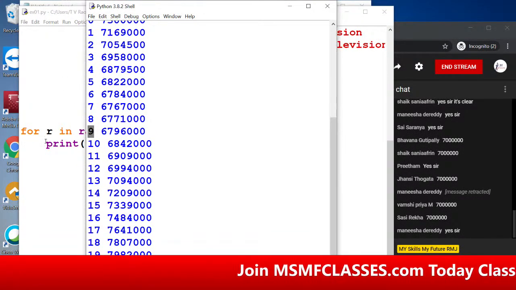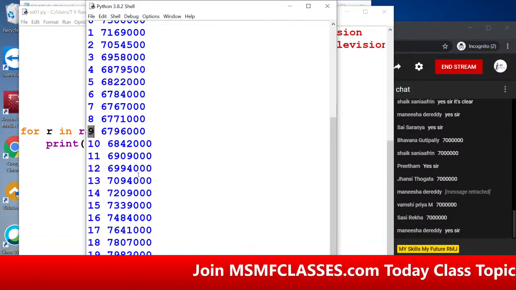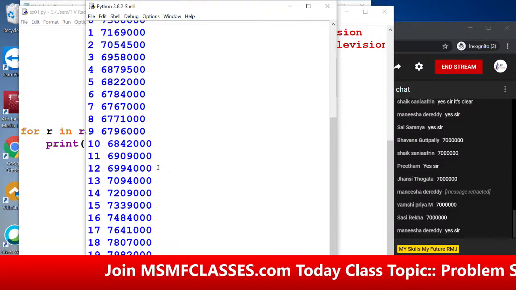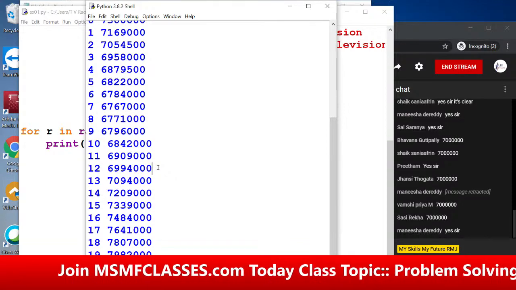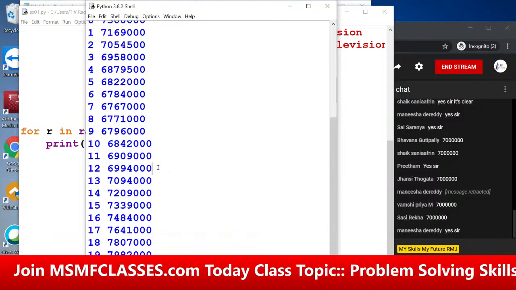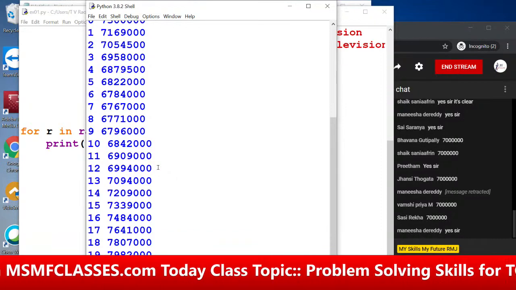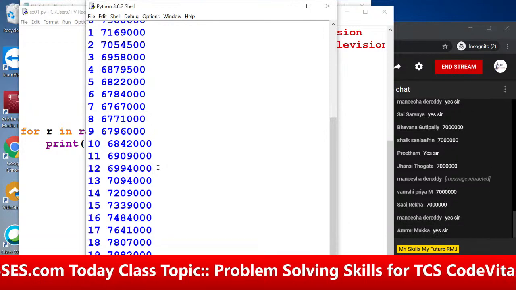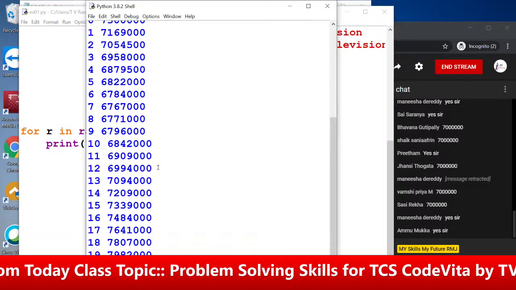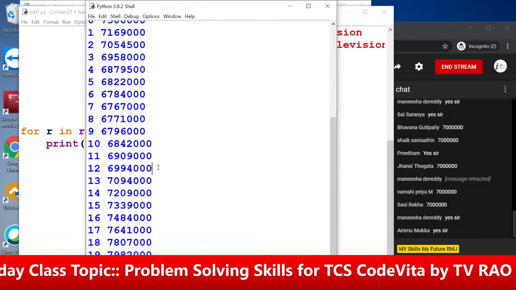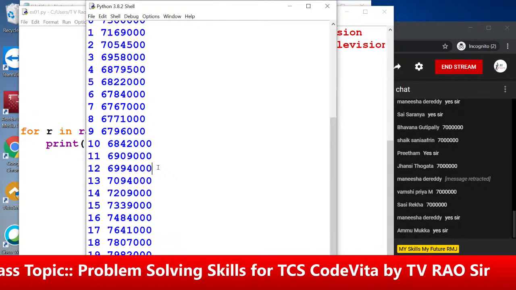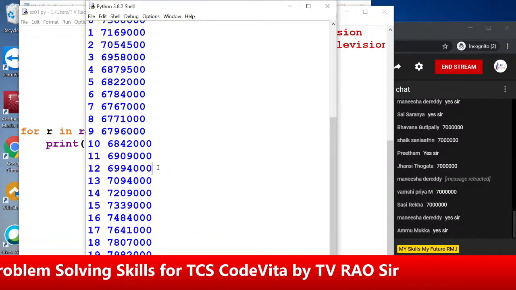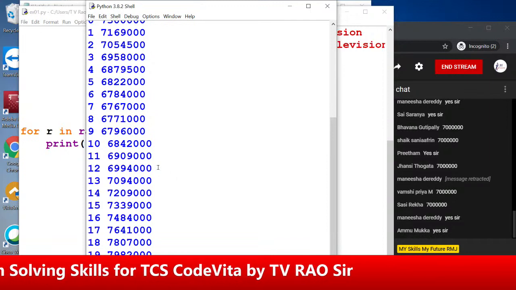Now what is the budget? How many rooms are required to meet the budget?